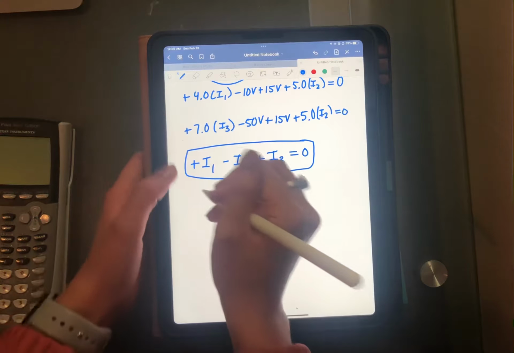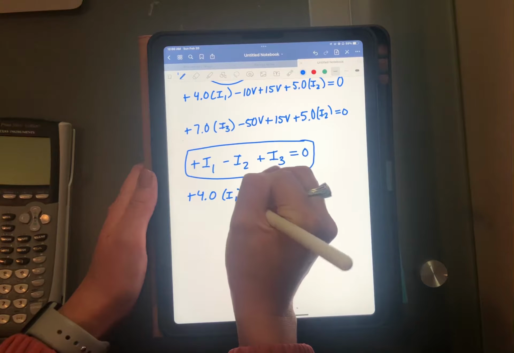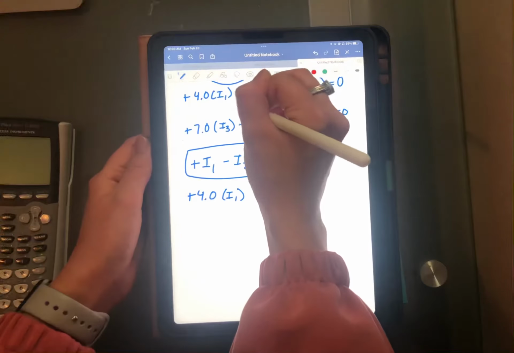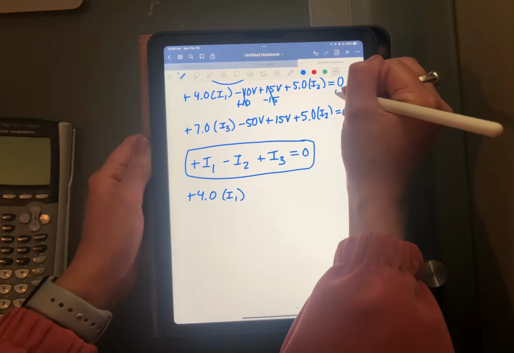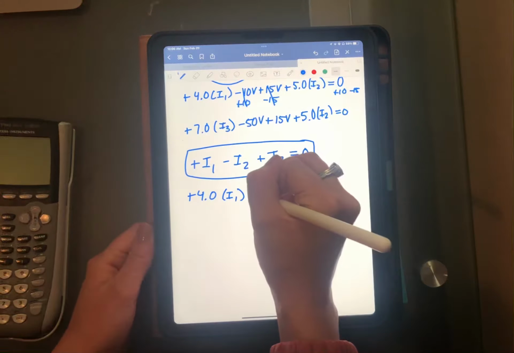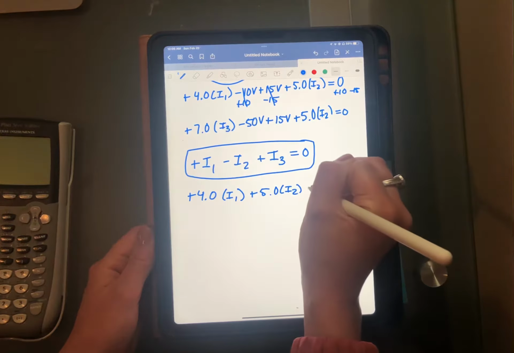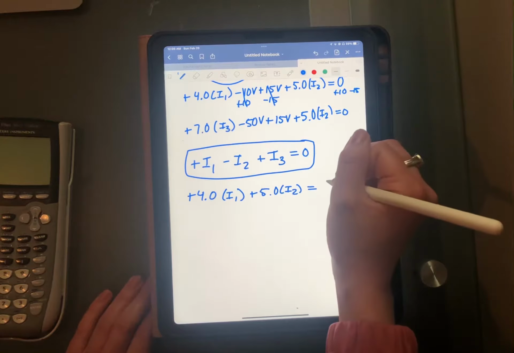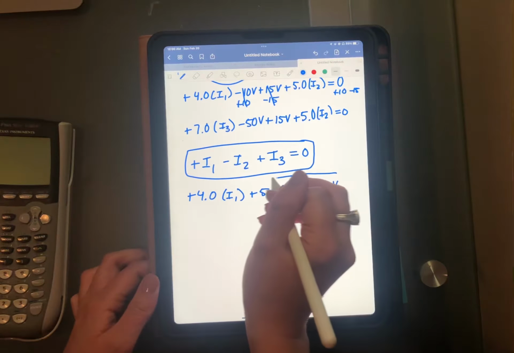So I1, that stays on this side, 4.0 I1. These two are going to move over. And then the 5 will stay because it is I2. 10 minus 15, that's going to be -5V. Okay, we're done with this one.